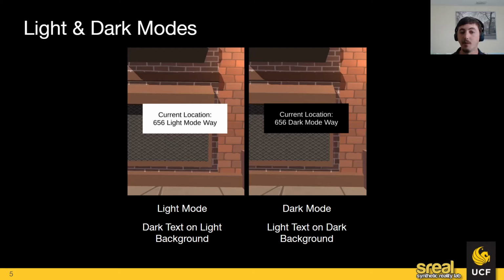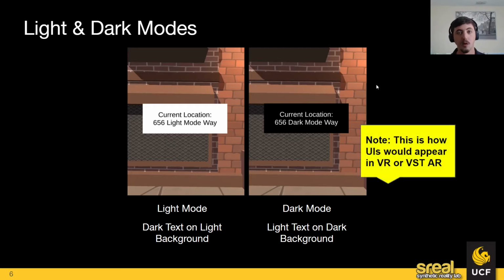We see light mode interfaces, which are kind of our traditional style UI. They consist of dark font on a light colored background. And then we have dark mode, which typically consists of a light colored font set against a darker colored background. So if we're designing a research project for a VR or a video see-through device and we wanted to use these two modes, this is kind of how they would appear to the user in the screenshot here.